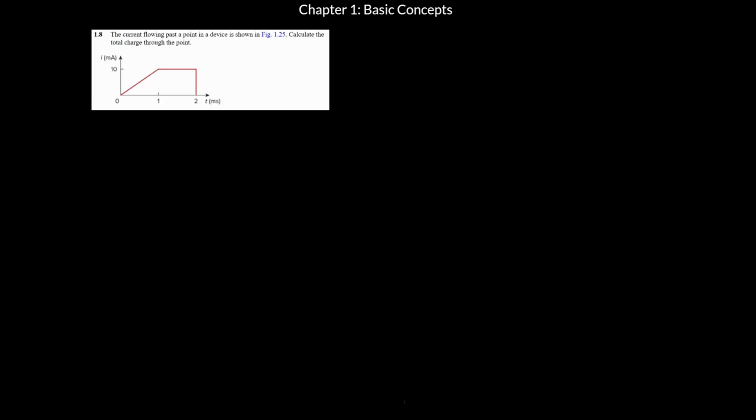Okay, so for problem 1.8, it says the current flowing past a point in a device is shown in this figure, and it tells us to calculate the total charge through the point. Now, what we can see here is that we have this point right up here for our current, and this for our time right here, obviously, but this is going to extend across the top here.